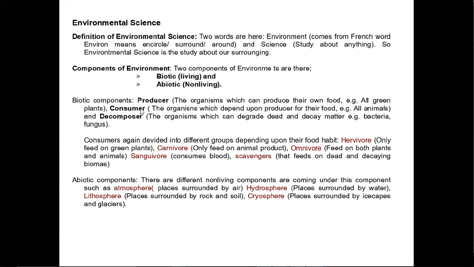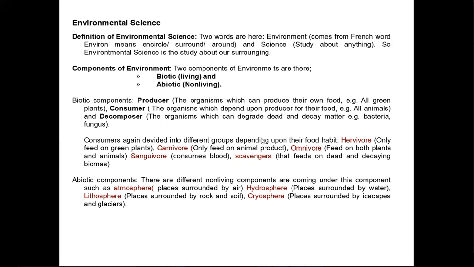And consumers: the organisms which depend upon producers for their food are known as consumers. Consumers consume food from producers. Examples of consumers are all animals. Similarly, the organisms which degrade dead and decaying matter, like bacteria and fungi, are known as decomposers. Then consumers are again divided into different groups depending upon their food habits, like herbivore.